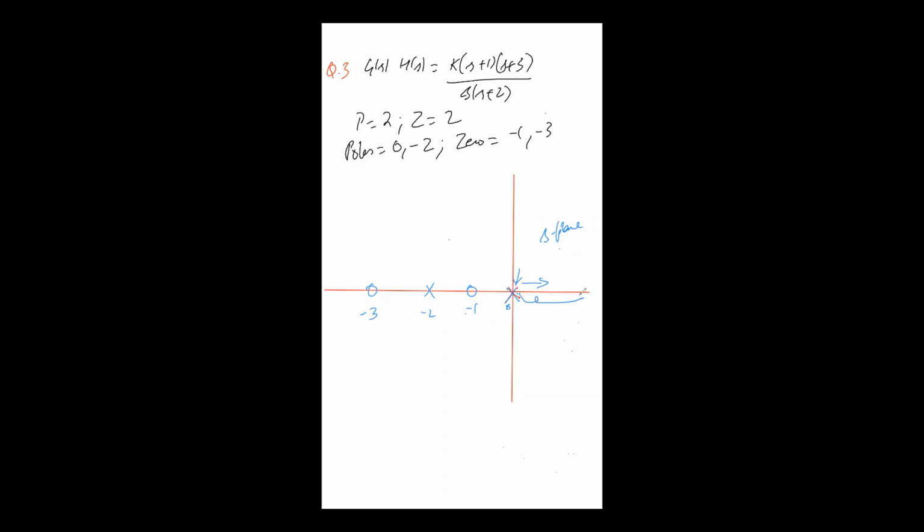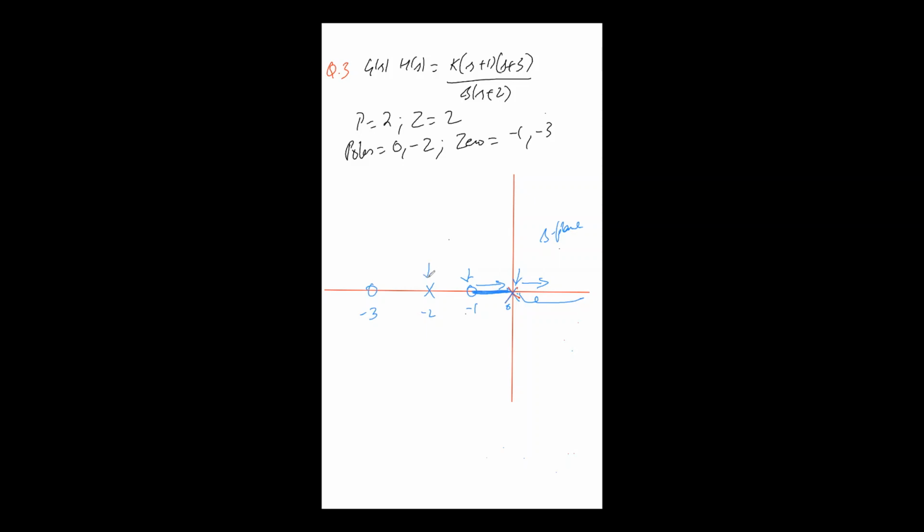The total number of poles and zeros is 0, which is even. So this will not be part of my root locus. Now you are standing at this point. See the total number of poles and zeros to the right hand side of this pole. The total number of poles and zeros is 1. So this will be part of my root locus.